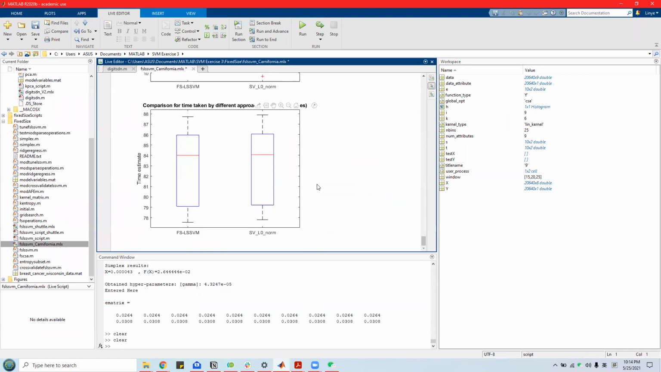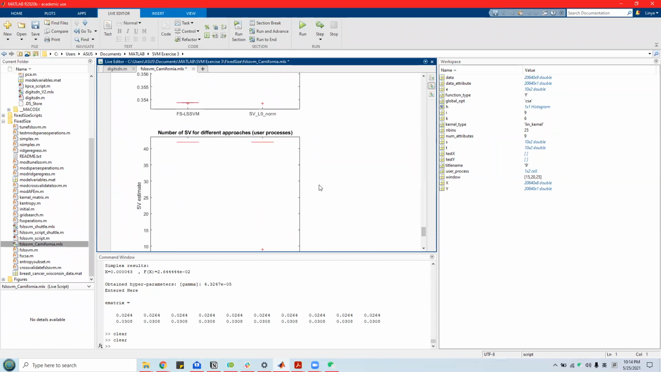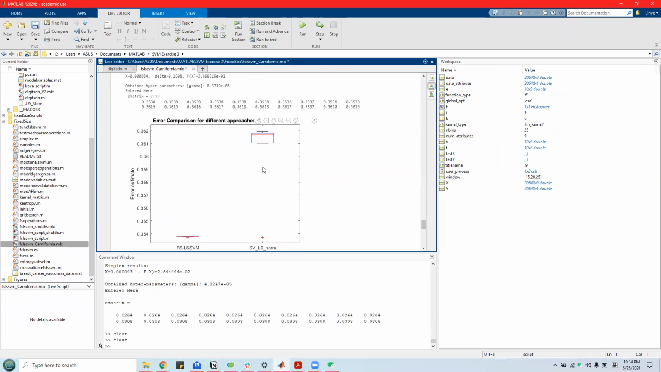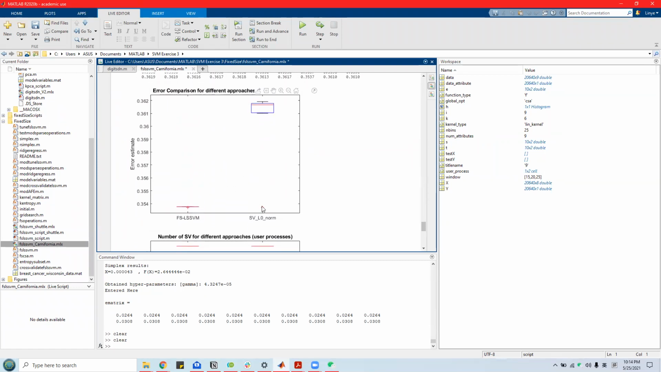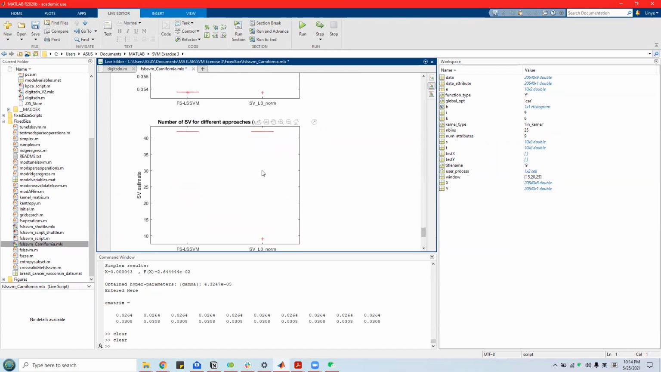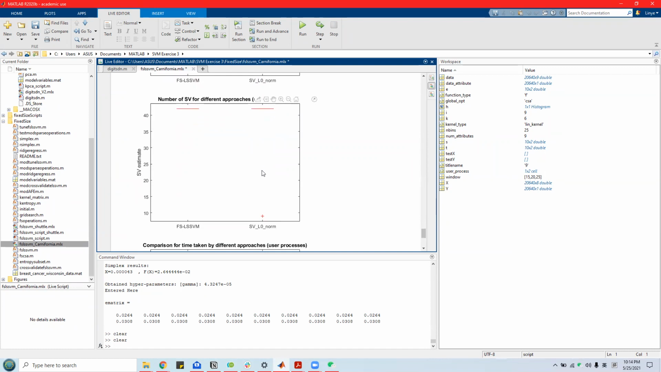By the way, do you know what the meaning of that red cross is? The red cross is the outlier, basically. But if you look at the number of support vectors, I don't think there is a meaning for any outliers. You get the exact amount of support vectors, right? Why is there an outlier? Here this red line is like a mean. So you basically have a distribution of your support vectors.